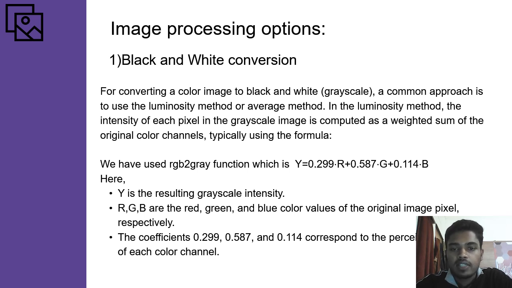So in this method, basically the intensity of each pixel in the grayscale image is computed as a weighted sum of the original color channels, typically using the formula which is being displayed on the screen as Y equals 0.299 R, where R is red, plus 0.587 G, which is green, plus 0.114 B, which is blue. So basically the notations are RGB, the red, green and blue colors. The coefficients are there.